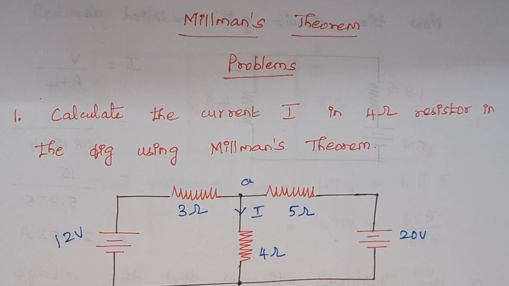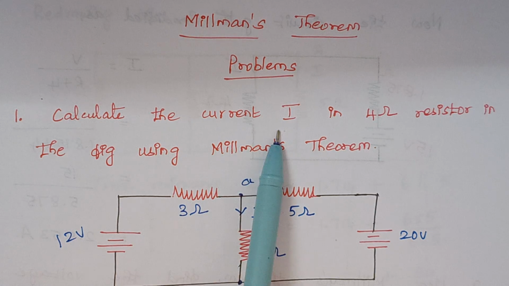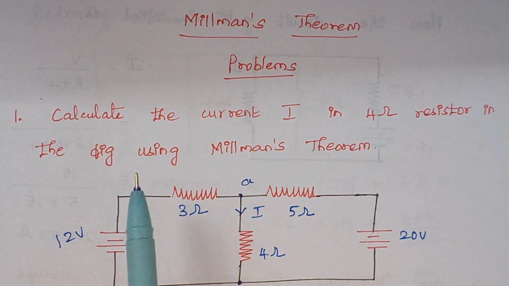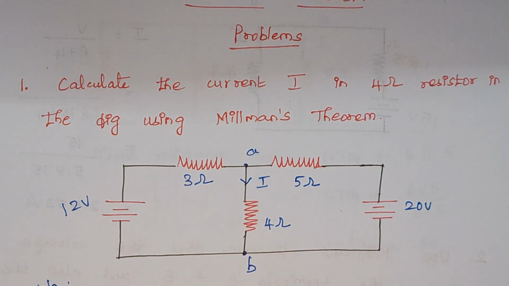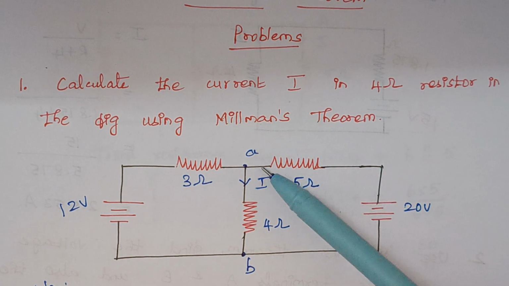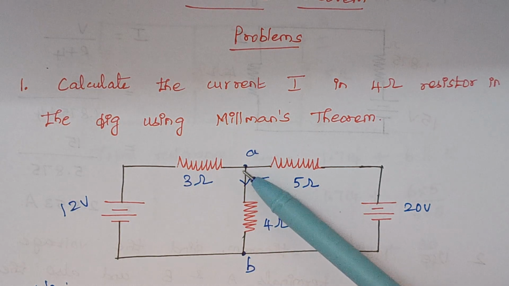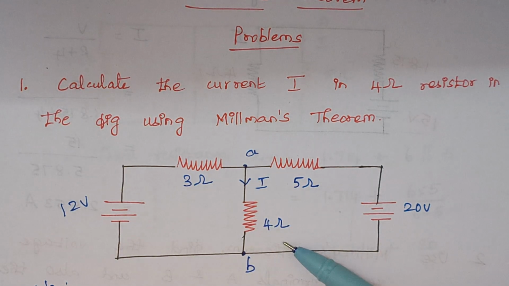Today we are going to solve problems related to Millman's theorem. So here the problem is: calculate the current I in the 4 ohm resistor in the figure using Millman's theorem. This is our given circuit. We need to find the value of current that flows through this 4 ohm resistance.